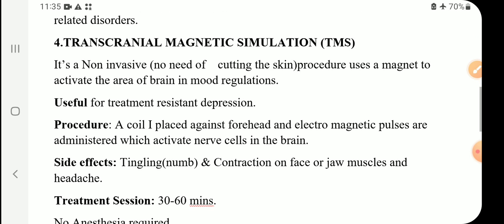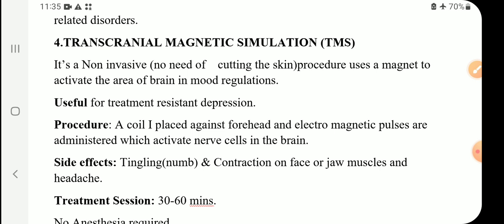And coming to the next therapy, it is transcranial magnetic stimulation. It is called TMS therapy. TMS therapy is a non-invasive therapy. What is non-invasive? Non-invasive means normally in any surgery, doctors will cut the skin and then do some surgical things, right? So non-invasive means the therapist doesn't have to cut any skin and do a surgery.